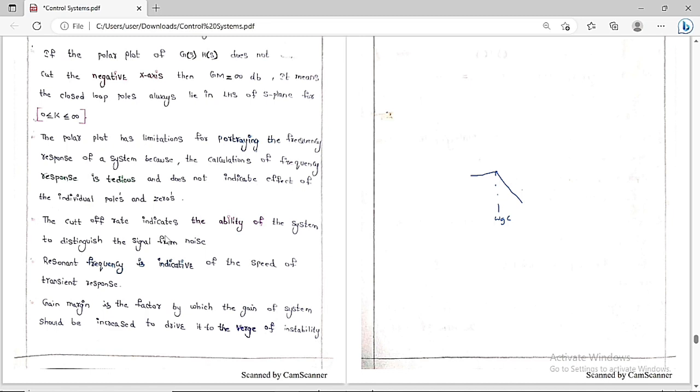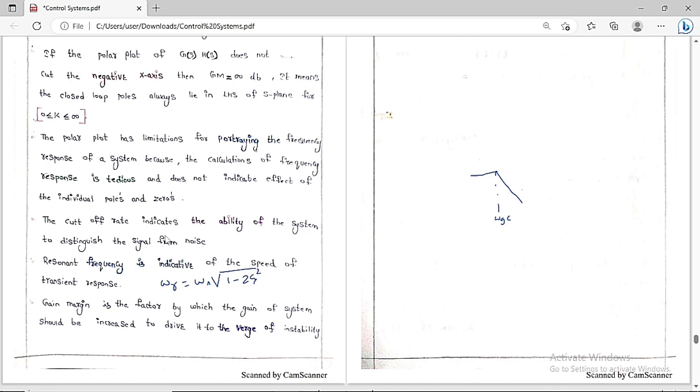The next point is resonant frequency is indicative of the speed of the transient response. So what is the resonant frequency? Omega r, the resonant frequency, is equal to omega n times the square root of 1 minus 2 zeta squared. So this is called the resonant frequency, and it is an indicator of the speed of the transient response.